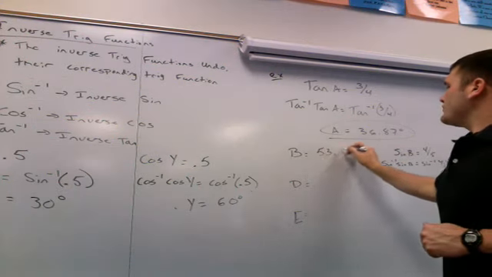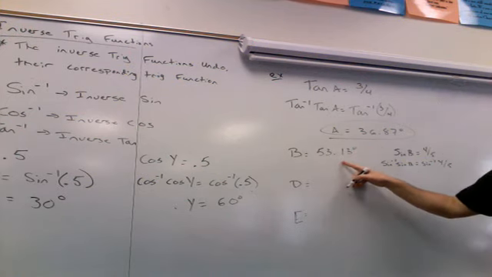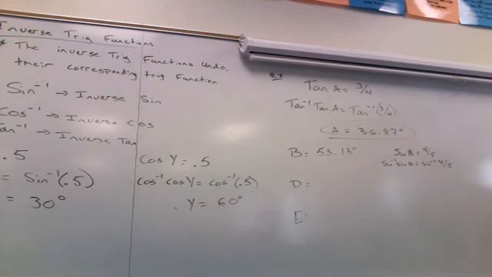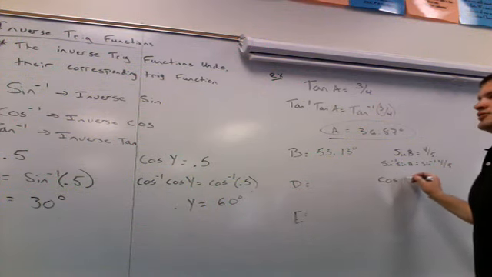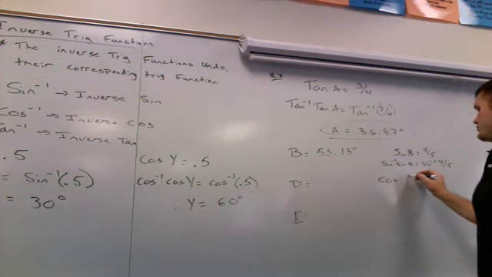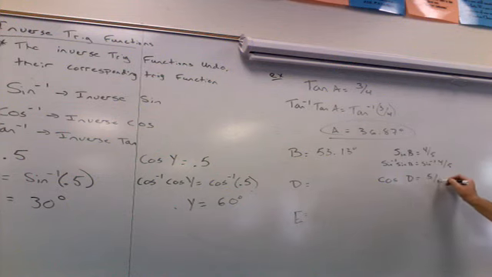Now if I add 53.13 to 36.87, what do you think it should equal? 90, right? Because remember from earlier we saw that A and B were complementary. Now to find D, which one do I have to use? Cosine. So cosine of D equals 5/13. So to find what D is, we take the inverse cosine of 5/13, and that gives us what?